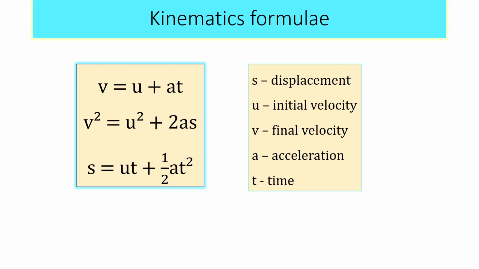Now, s is displacement, so you may think about it as distance. u is initial velocity and v is final velocity. When we're thinking about velocity, I would like you to think about speed. a is acceleration and t stands for time. So let's have a look at some simple examples to start with.